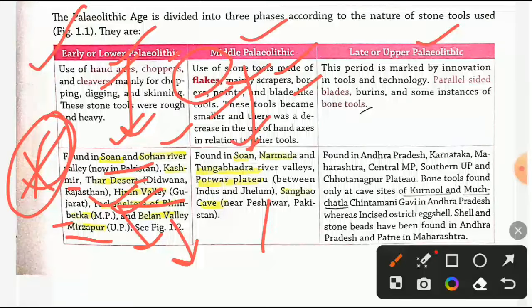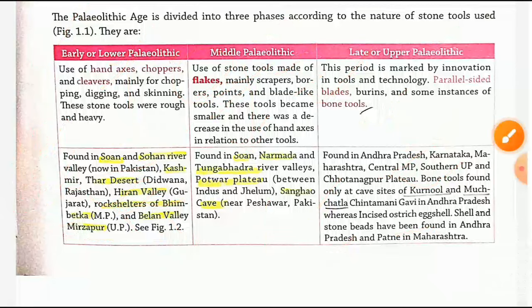And the late or upper Paleolithic, this period is marked by innovation in tools and technology. Parallel sided blades, burins, and some instances of bone tools were also found here. So first in lower was hand axe, next was flakes, and third was parallel sided blades. These are found in Andhra Pradesh, Karnataka, Maharashtra, central Madhya Pradesh, southern UP, Chotanagpur plateau, Kurnool and Muchchatla Chintamani caves in Andhra Pradesh, whereas ostrich eggshell was found in Andhra Pradesh and Patne in Maharashtra. This you can remember very well if you see the maps. We will come to that also afterwards.